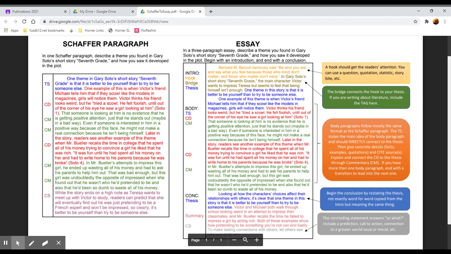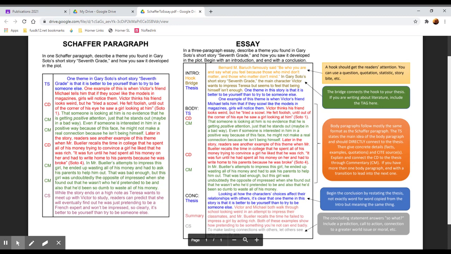In this case, we're really just introducing the short story. So this can be done in a single sentence, but your bridge might be up to 3 sentences depending upon the complexity of your topic. In this case, we say, In Gary Soto's short story, 7th Grade, the main character, Victor, wants to impress Teresa, but seems to feel that being himself isn't enough. So we have the tag, title, author, genre, and we've introduced the central conflict of the text, which lends itself to the theme we've chosen, which is that one theme in this story is that it is better to be yourself than to try to be someone else.